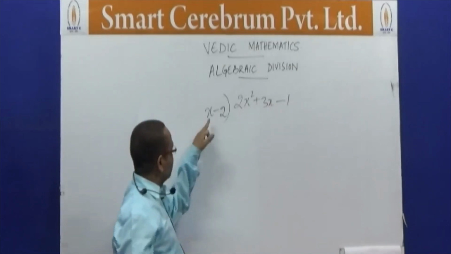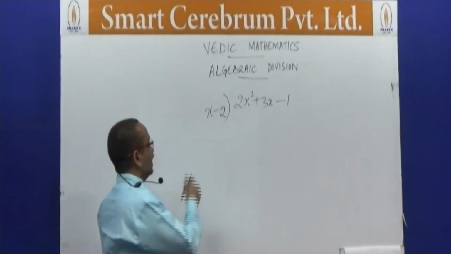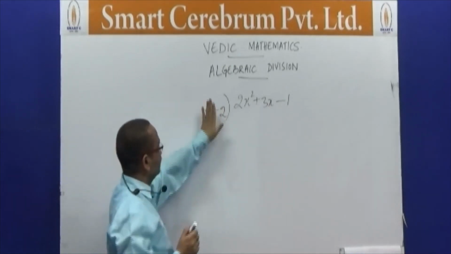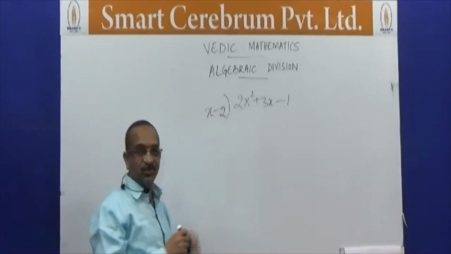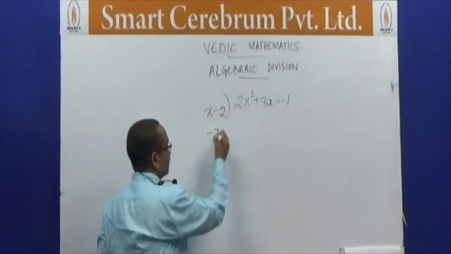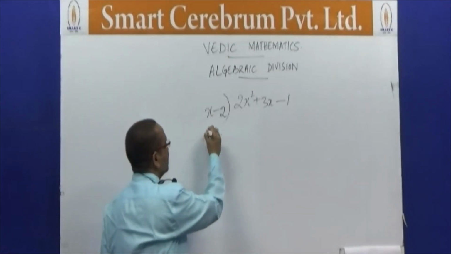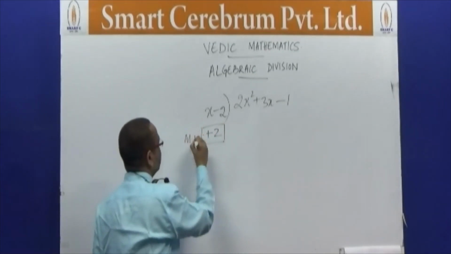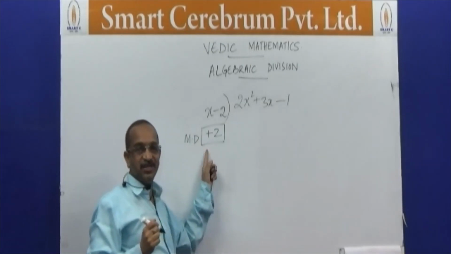What I do, I just apply a sutra, that is Paravartya Yojayet, transpose and apply, of Vedic mathematics. I just take the deviation. The deviation is nothing but the numerical constant. Just close x and what remains, minus 2, is my deviation. I take my deviation and change its sign. If it is minus, I make it plus. So this will be my modified divisor. Now my modified divisor is plus 2.